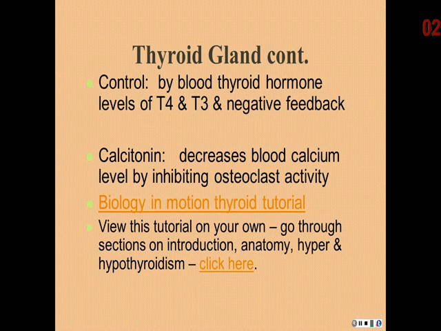Calcitonin is also secreted by the thyroid gland. It will decrease the blood calcium levels by inhibiting osteoclast activity. We're going to watch a tutorial that is produced by Biology in Motion.